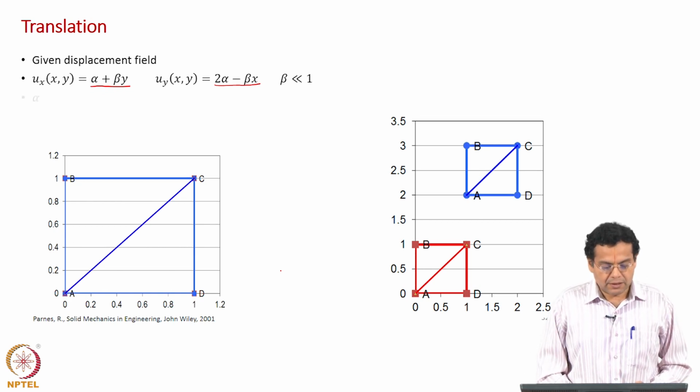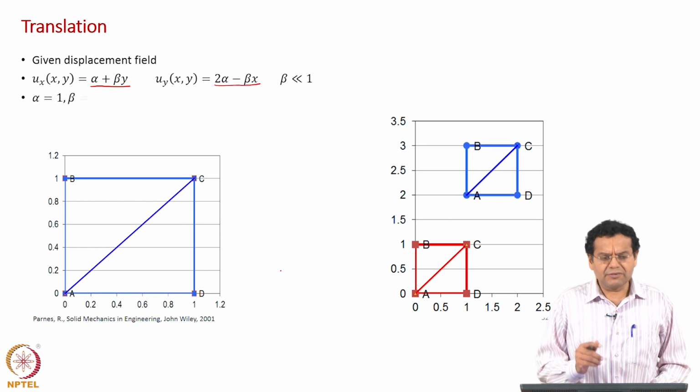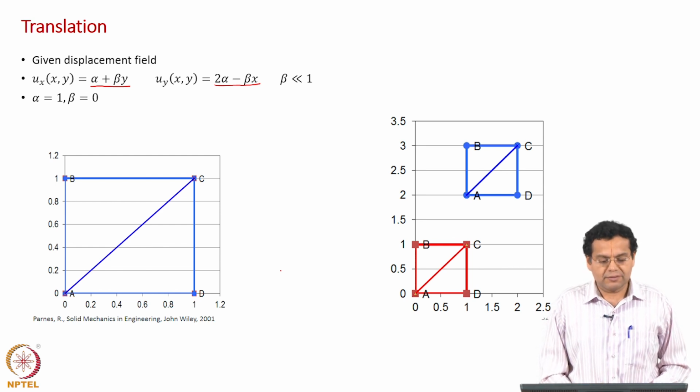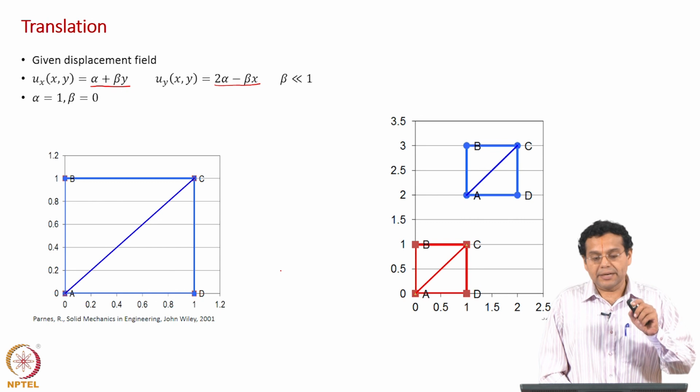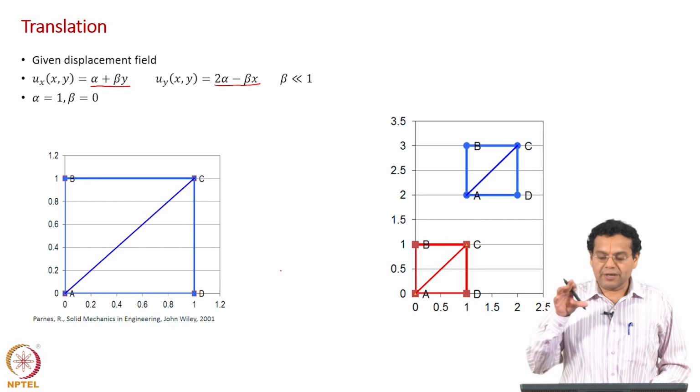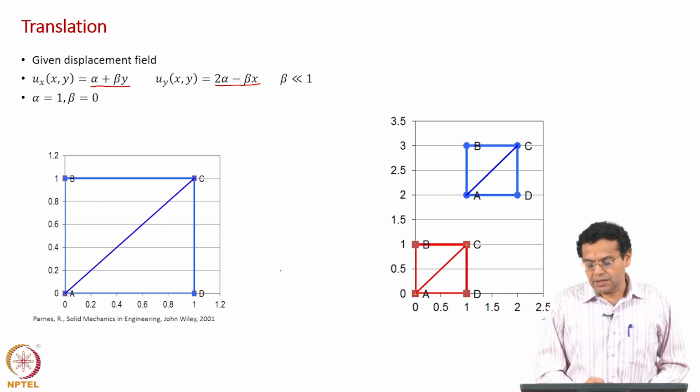For the first case, we will take alpha equal to 1, beta equal to 0. Let us see what happens to the plate. When I say what happens to the plate, what I mean is, given the coordinates a, b, c, d, I want to find out the new coordinates a, b, c, d. Initial coordinates are given, final coordinates have to be found out.